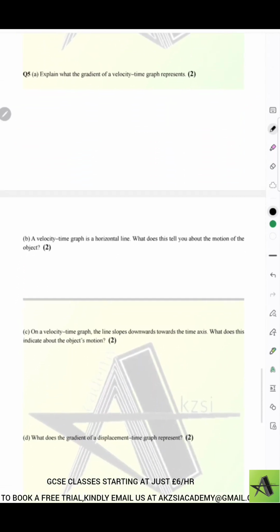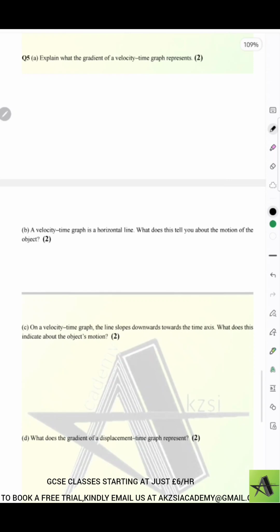Question 5, explain what the gradient of a velocity time graph represents. I have explained to you in the last lecture as well that it's acceleration.